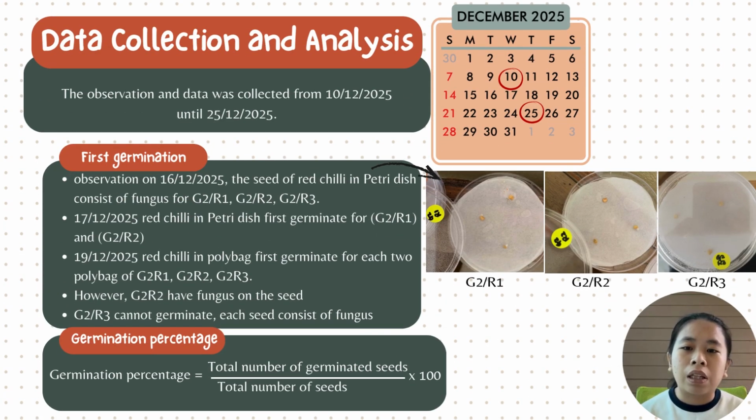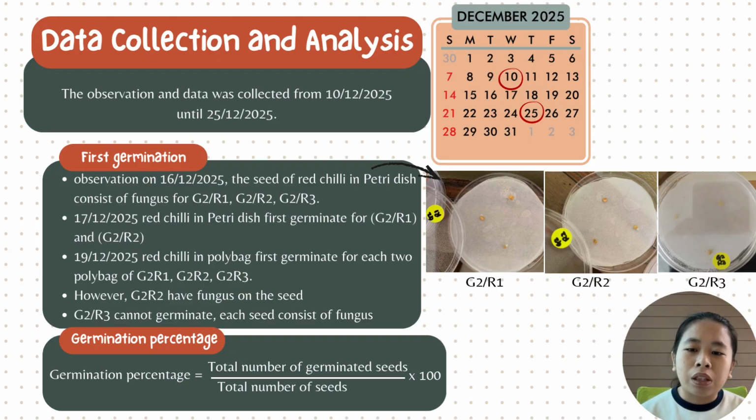Next, I will talk about the data collection and analysis. The observations and data were collected from December 10th, 2025 until December 25th, 2025. The observation on December 16, 2025 shows that the seeds of the red chili in the petri dish have fungus for G2R1, G2R2, and G2R3, while on December 17th, 2025, the red chili in the petri dish shows the first germination for G2R1 and G2R2.